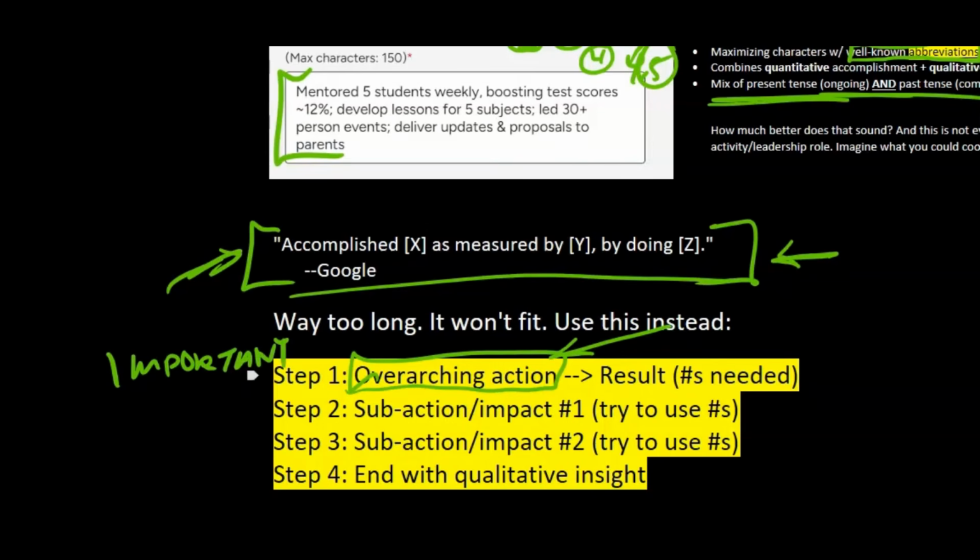The one that sums up the time that you did for this activity, right? The biggest impact, essentially. Leading up to this overarching action, you want it to directly tie to results, right? And for this result, you need numbers, all right? This is non-negotiable. You need numbers here.